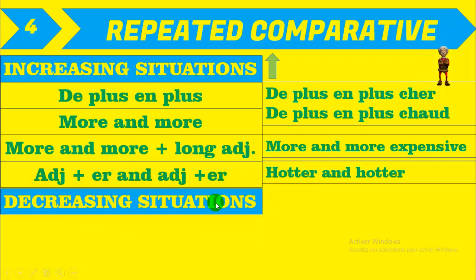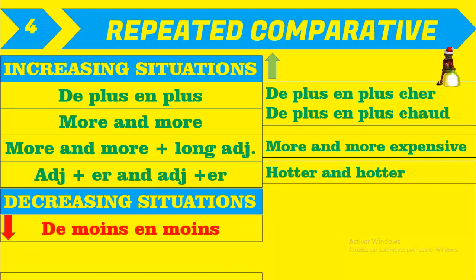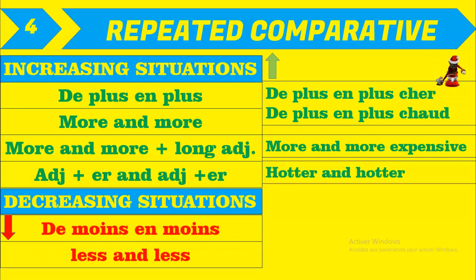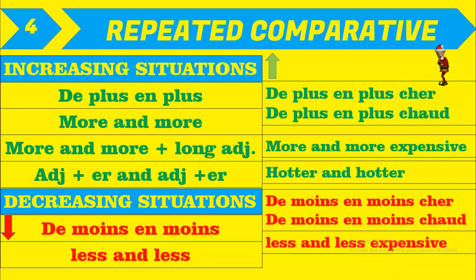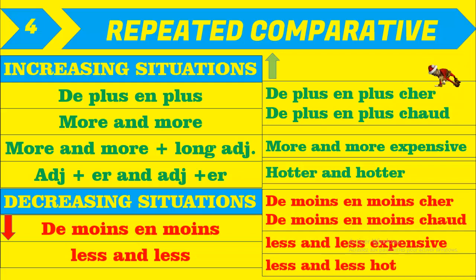Now, decreasing situation, une situation qui baisse. To decrease, ça veut dire baisser, de moins en moins. De moins en moins, less and less. De moins en moins cher, de moins en moins chaud, less and less expensive, less and less hot. OK? De plus en plus, increasing, de moins en moins, decreasing situations.